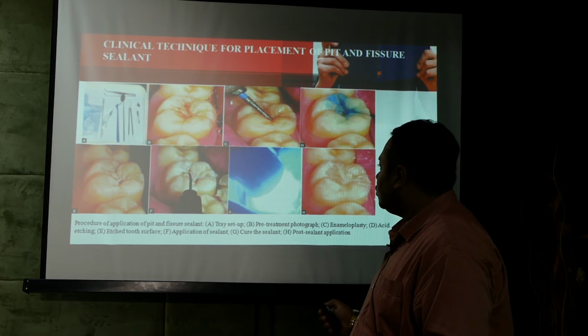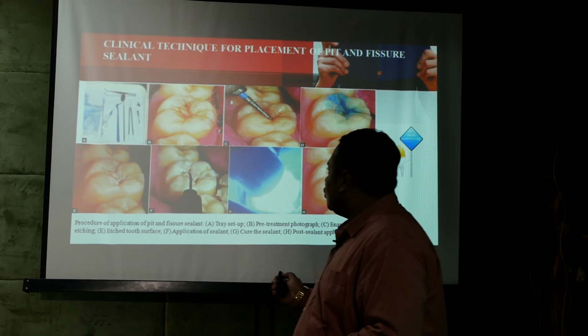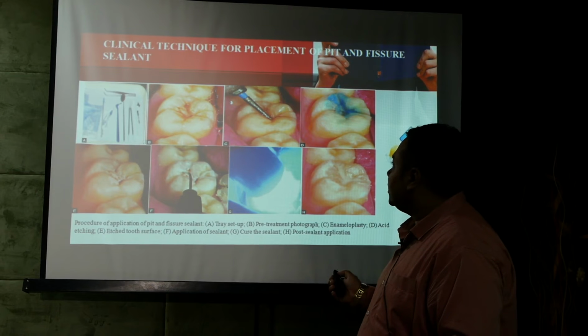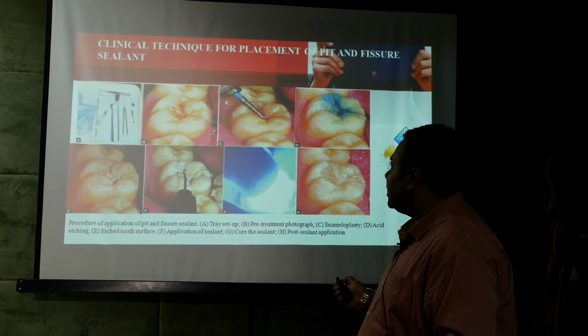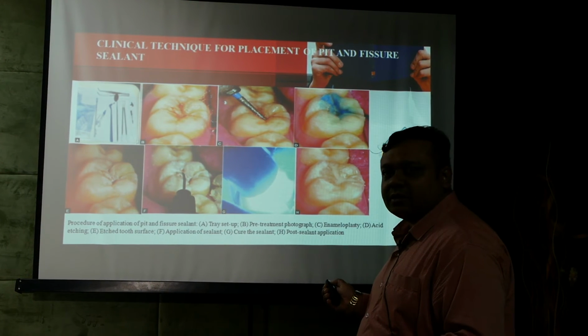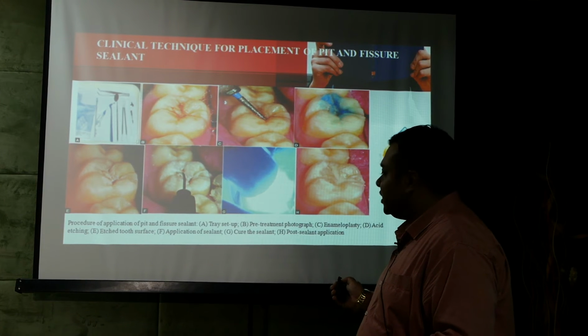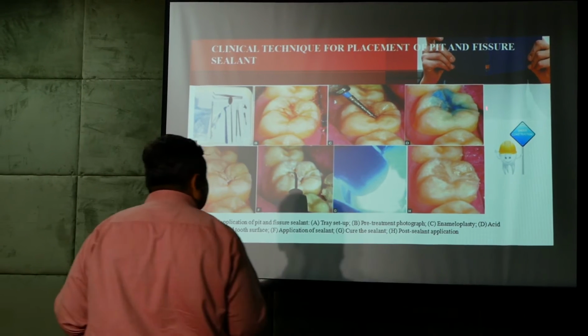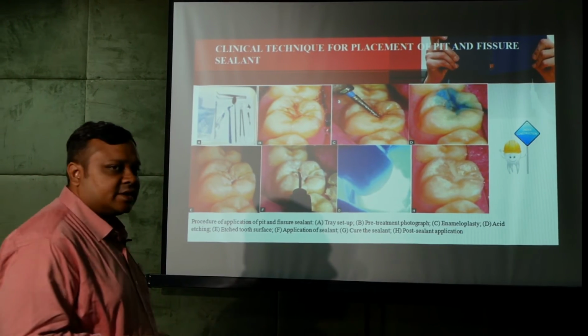The C picture shows that a burr is used to explore all the cavitated pits and fissures. This burr helps in removing any kind of deep fissures which are there on the tooth surface. The D picture shows that acid etching is being done. The bluish chemical, as you all know, is phosphoric acid.